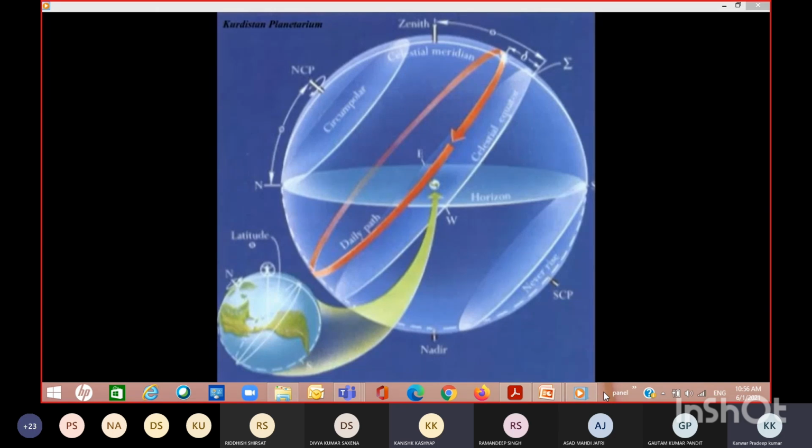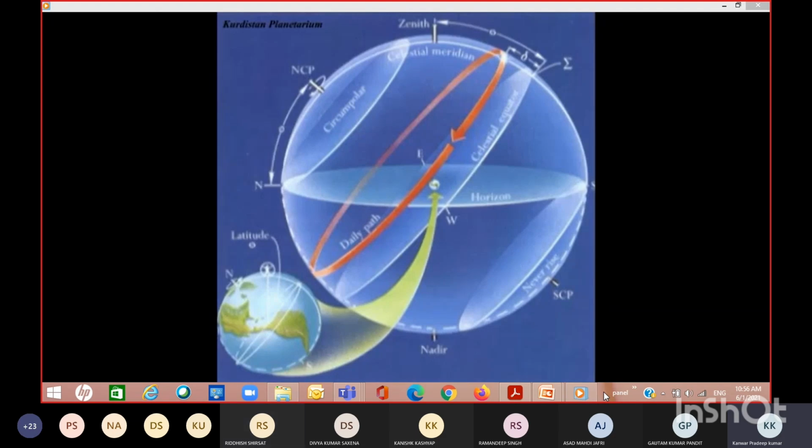Okay. The great circles which are passing through the zenith and the nadir are called vertical circles. But if this vertical circle is passing through the east and west points of the observer, then what is it called? It is called the prime vertical.